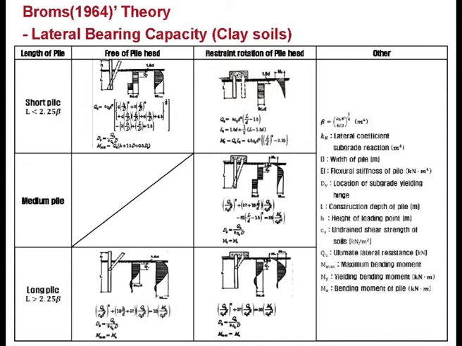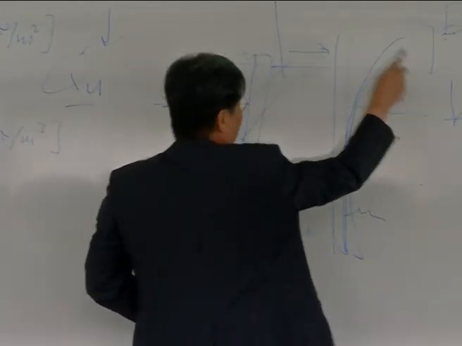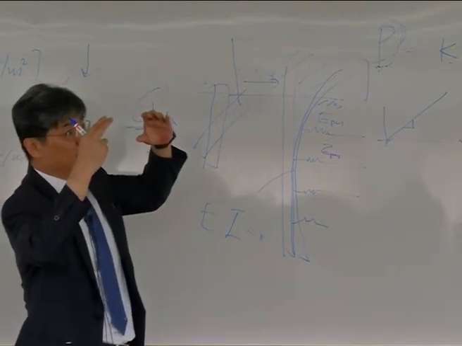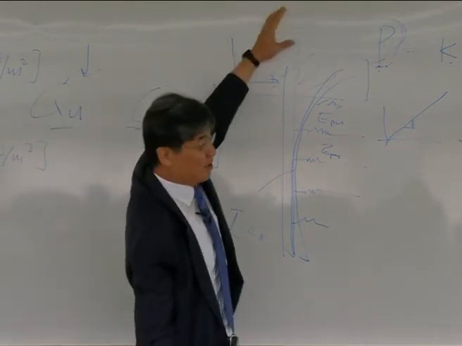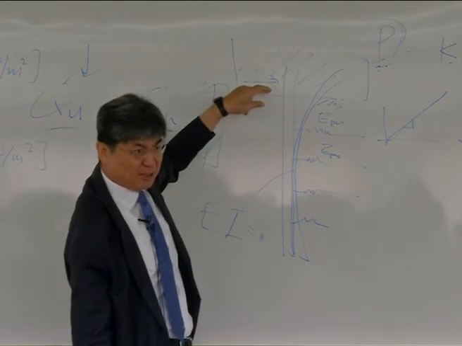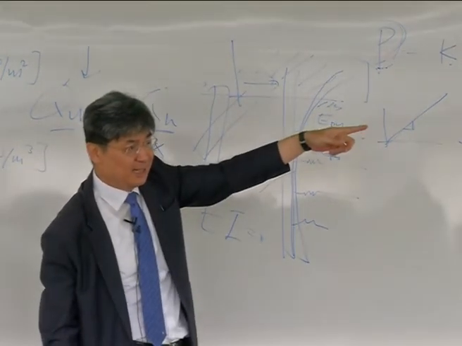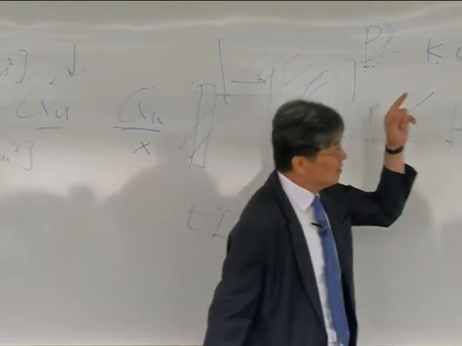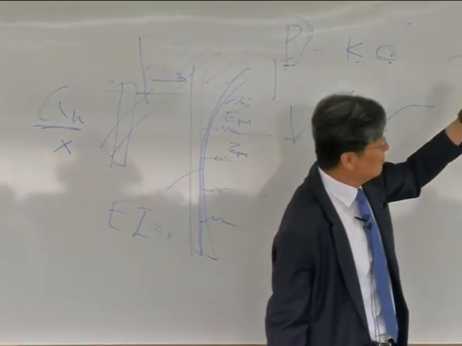A short pile means translation or rotation. A long pile may have a plastic hinge here, but anyway, it is a flexural one. And the pile head is free. In the case of blocks, maybe dams or bridges, a slab or a jacket in the superstructure, there is some restraint on this part. We call this restrained, against rotation or translation. So depending on different boundary conditions at the top of the pile, free means free.